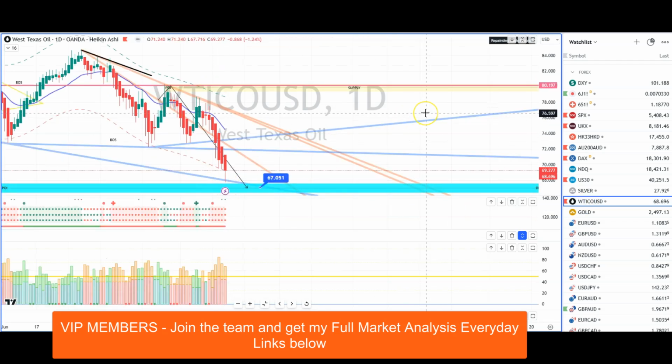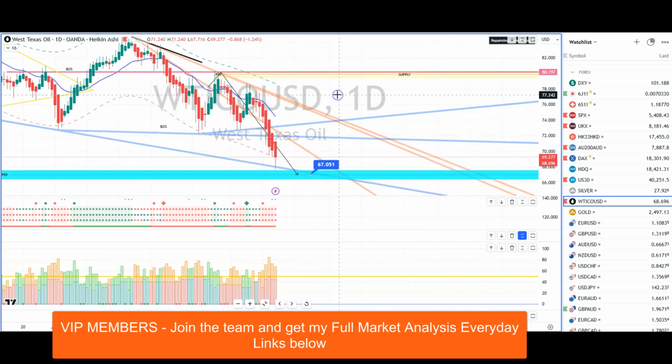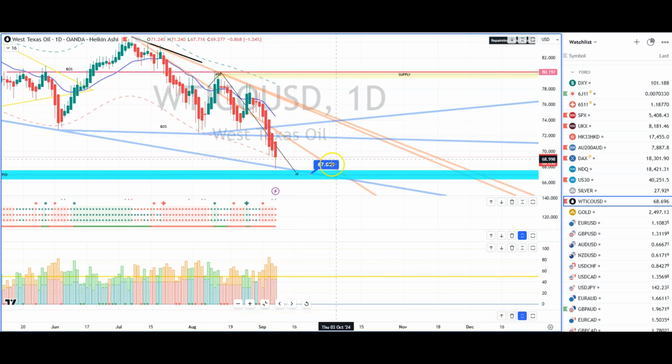Oil has been trending. It's almost hit our target from last week's weekly Forex forecast. If you saw it, $67.05 is the target. Probably going to be hit on Monday, where there's likely to be some support. So if you sold it up here at $81, you've made a lot of money.